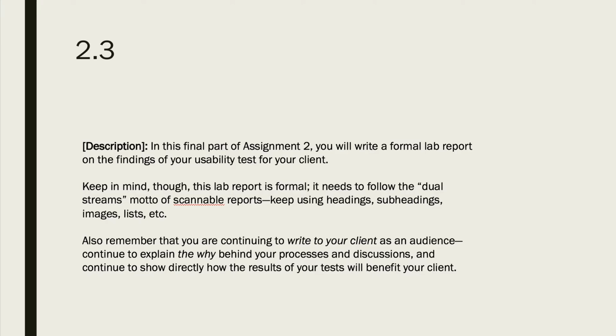In this final part of assignment 2, you're going to write the formal lab report on the findings of your usability test. So basically this comes after you've done your test. Hopefully you have done that, or you plan on doing it very soon. Keep in mind that even though this is a formal lab report, you still need to make it scannable. You need to have that dual stream scannability. That means you're going to keep using your headings and subheadings. You're going to be using bulleted lists where necessary.